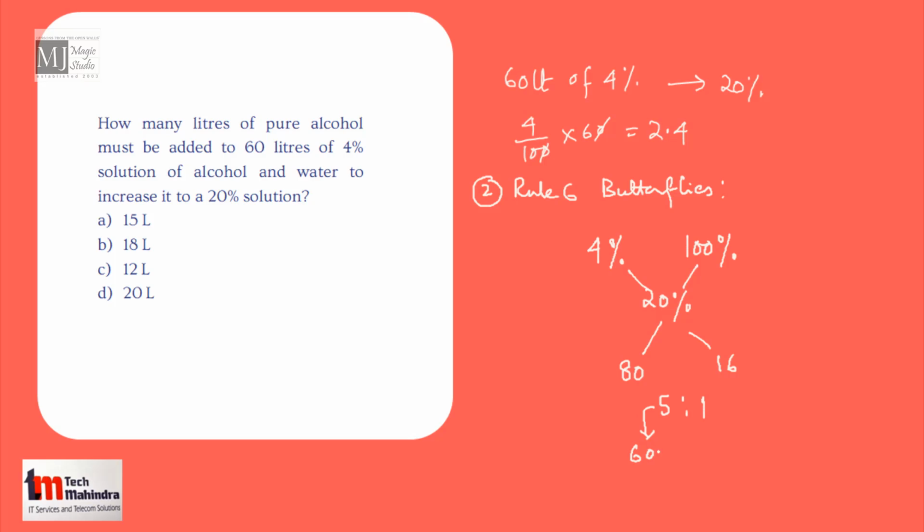5 means 60 liters, that is the volume of the first container. So 1 means 60 by 5, that is 12 liters. That should be the volume of the second container, which contains only pure alcohol. Isn't it? Butterflies are interesting. Yes, answer is 12 liters.